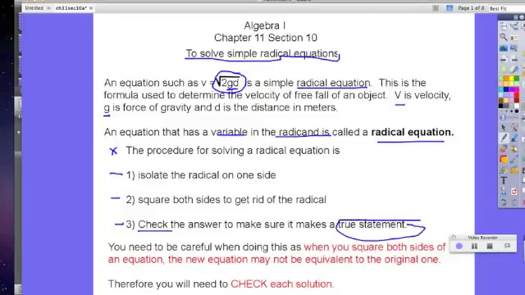It's very important that you check the answer, because when you square both sides of an equation, you can introduce something called extraneous solutions. These are solutions that really don't work. So you've got to make sure that you check your answers.